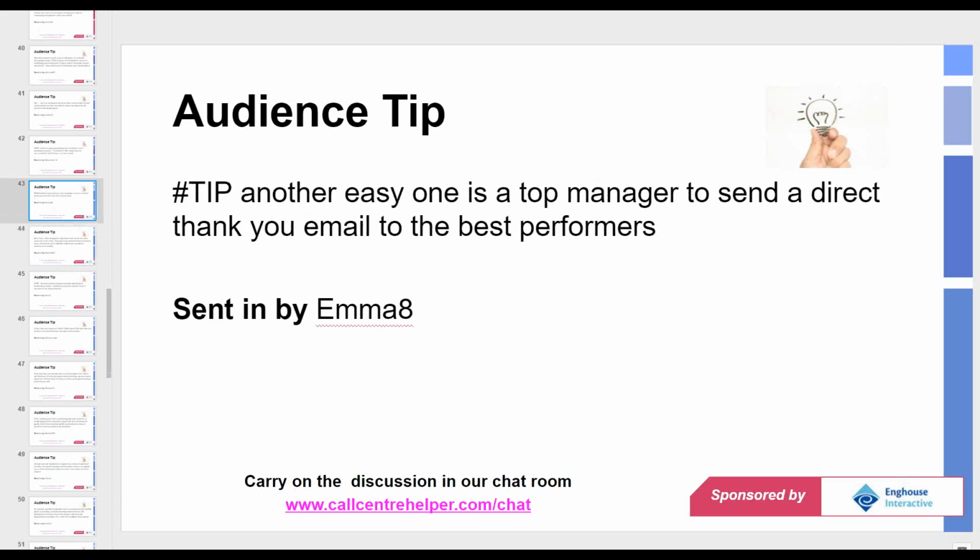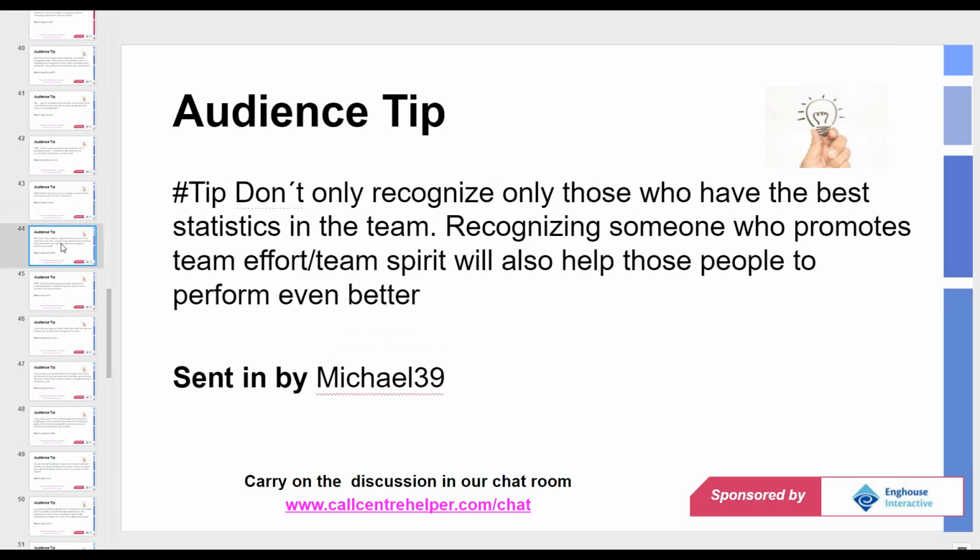And a simple one from Emma. Another easy one is for a top manager or director to send a direct thank you email to the best performers. Certainly any good interaction. Praise is one of the best ways to do that. Michael says, don't only recognize those who have the best statistics in the team. I guess it ties in with the talk on league tables. Recognizing someone who promotes team effort or team spirit will also help others to perform better.